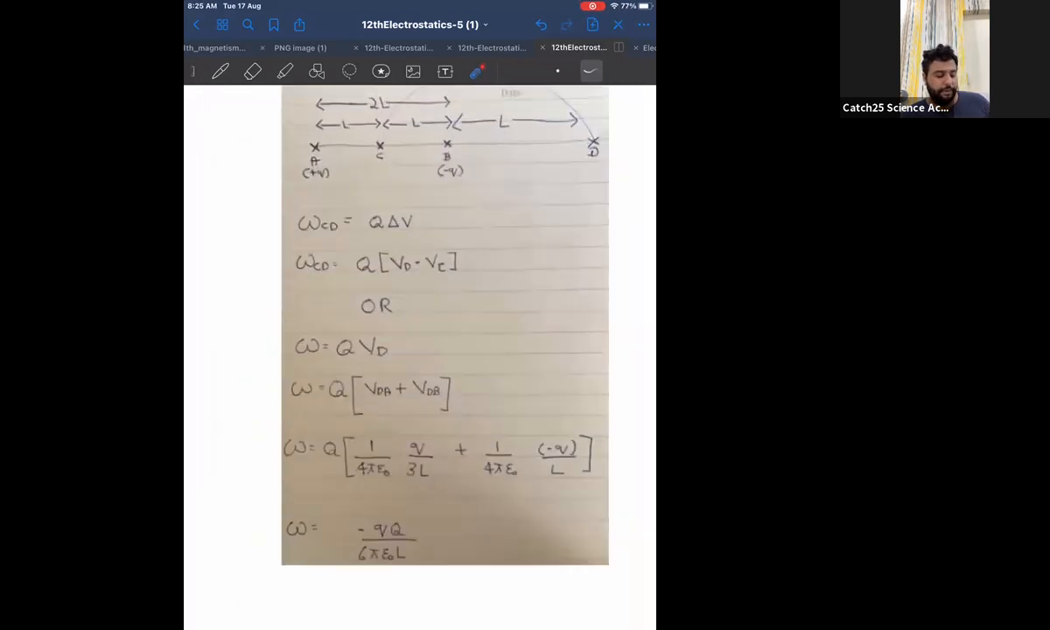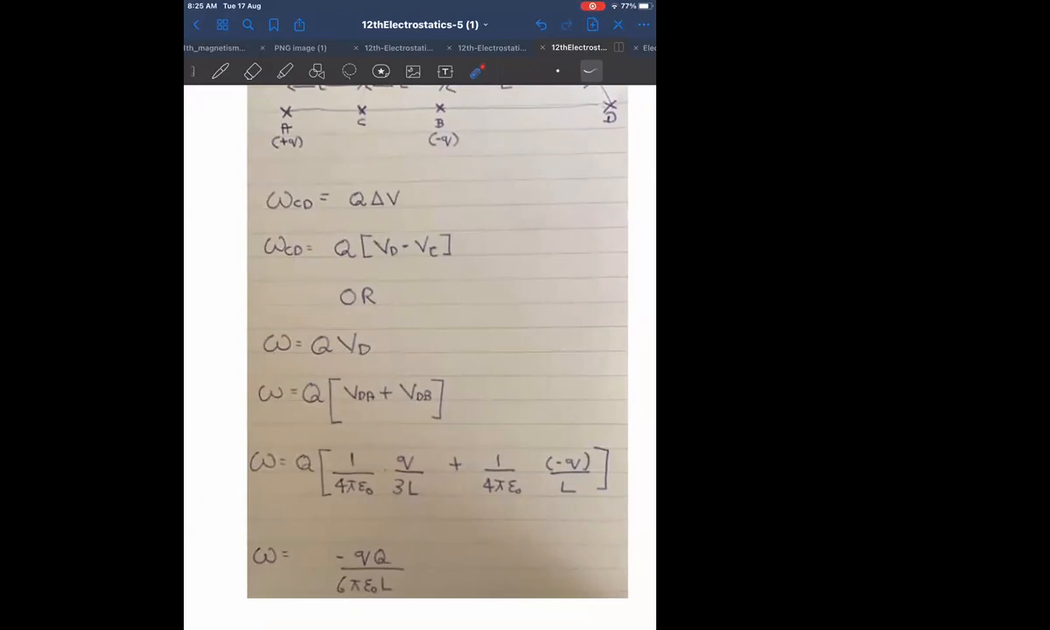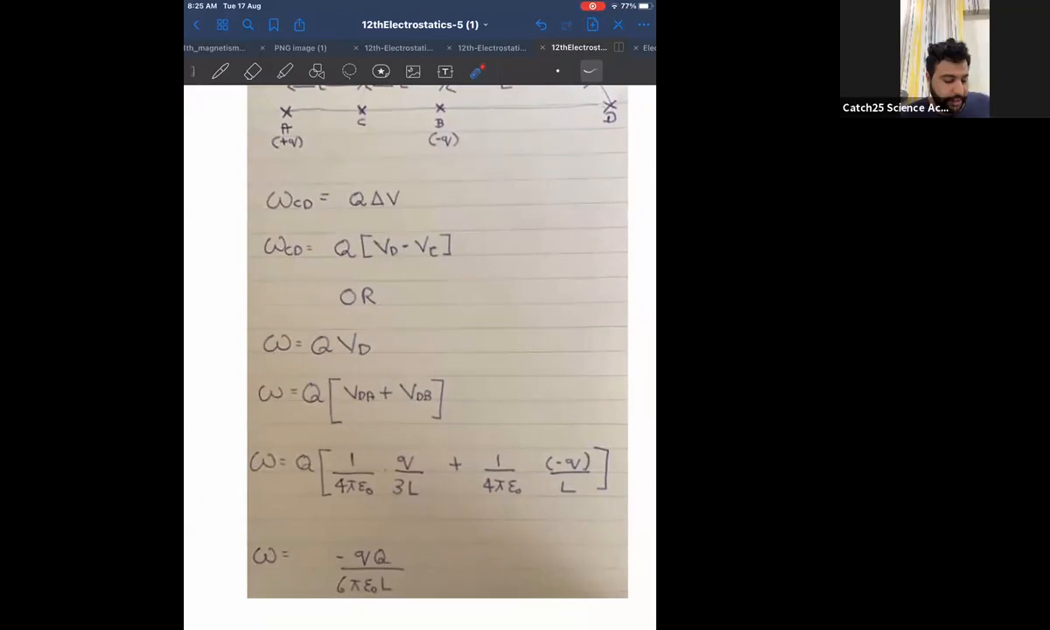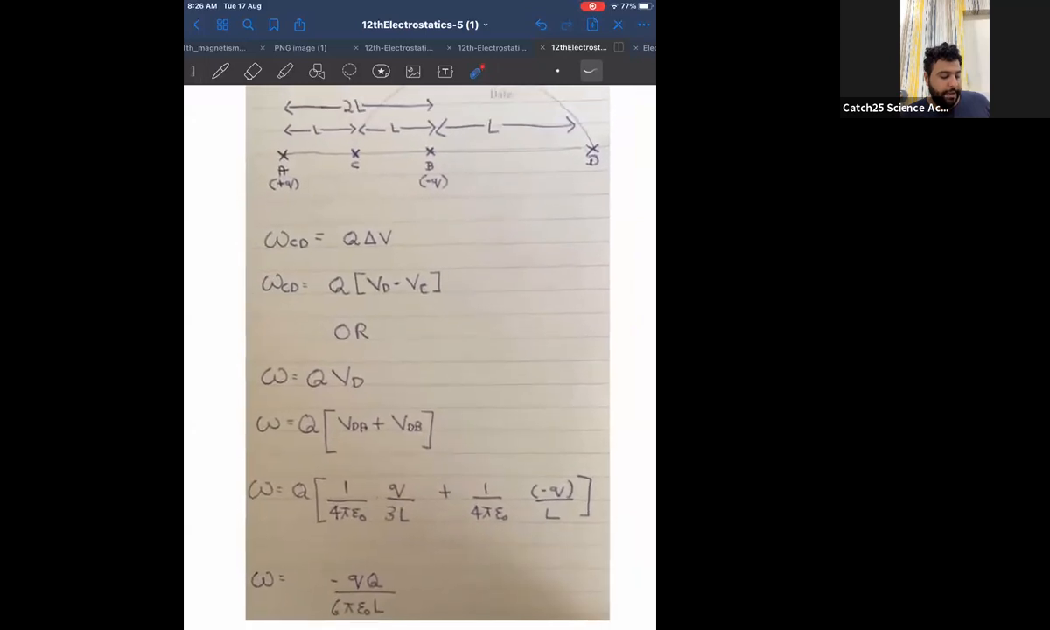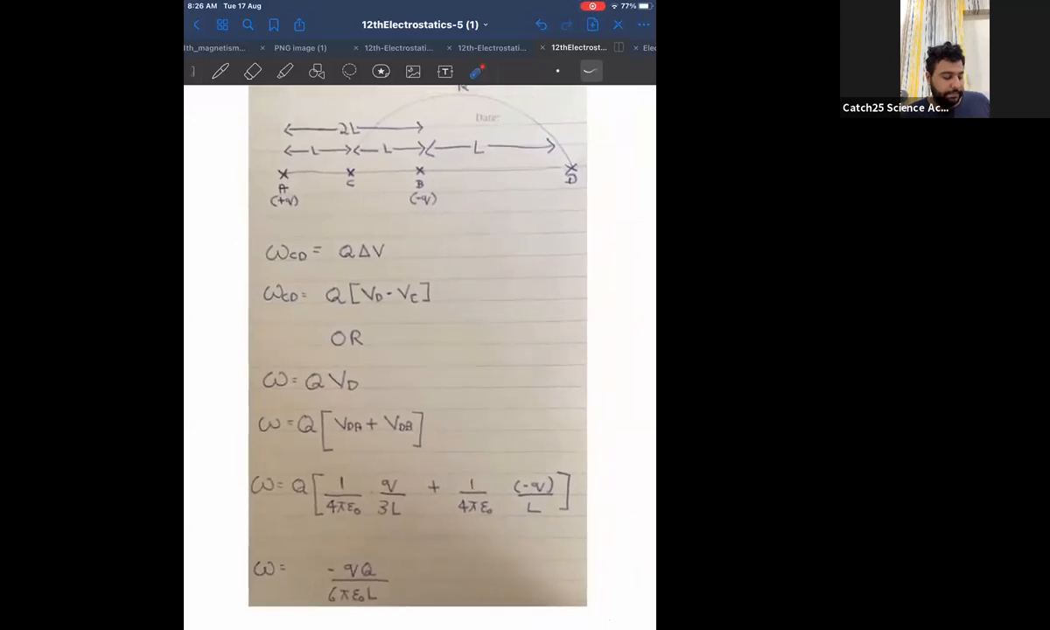And can I say potential at point D is nothing but potential at point D due to A plus potential at point D due to B. Now, what is the formula for potential? 1 by 4 pi epsilon naught Q by R, correct? Now, tell me at point A, what is the charge? Can I say at point A, the charge is Q? Therefore, can I say potential at A, that is 1 by 4 pi epsilon naught Q divided by the distance.